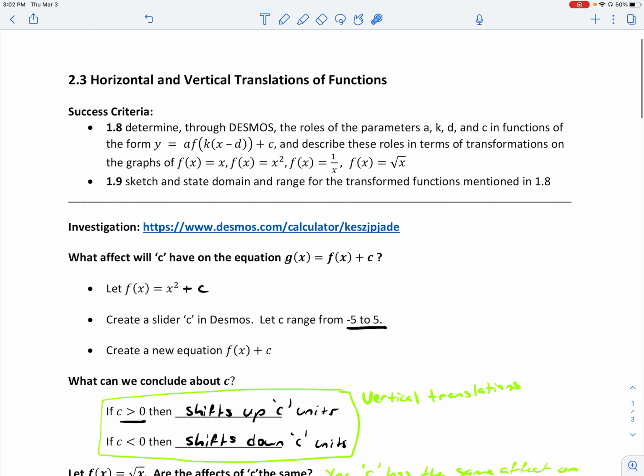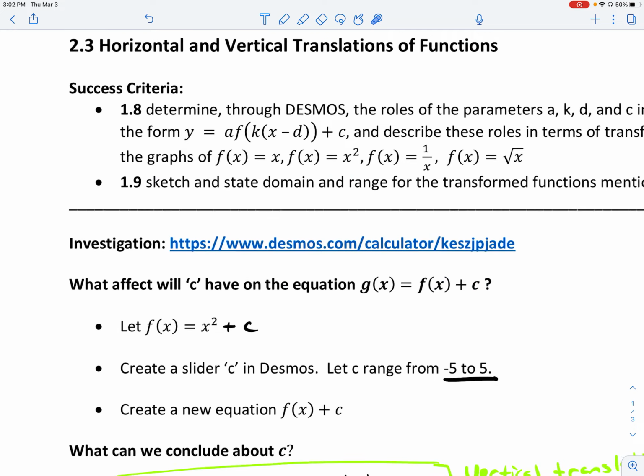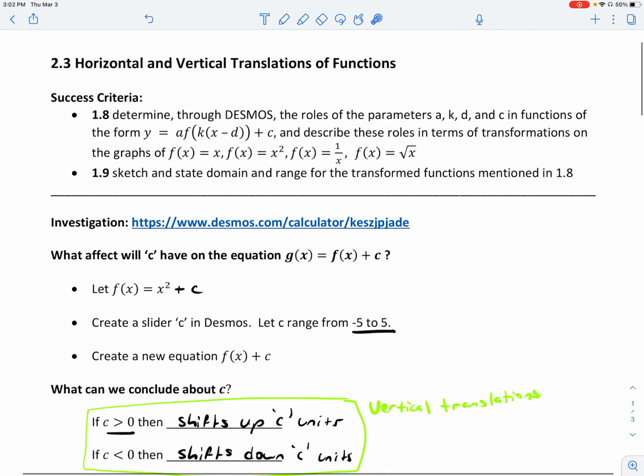Okay, let's talk about the success criteria for today. The first one is determine through Desmos the roles of the parameters a, k, d, and c. So we just did d and c. And functions of this form, y equals a times f of k of x minus d, and a bunch of closed brackets, plus c. I know this is a little convoluted, this expression here, but this is showing all the different transformations which are represented by these letters a, k, d, and c. Those are all the transformations that can happen to some function f.